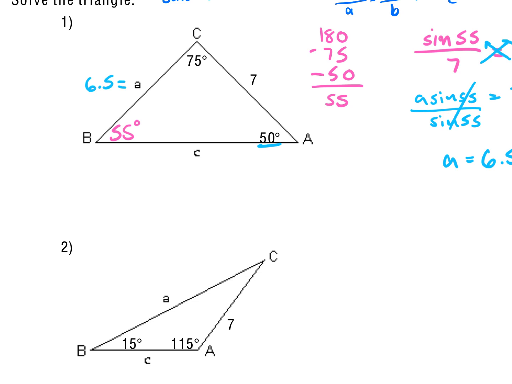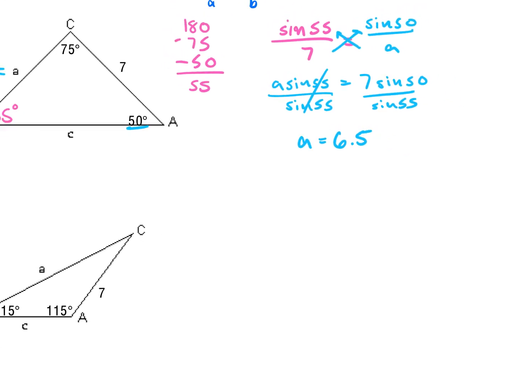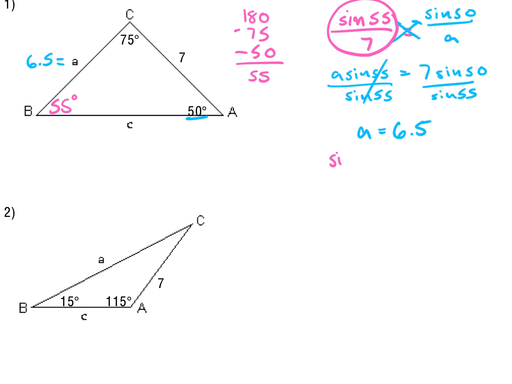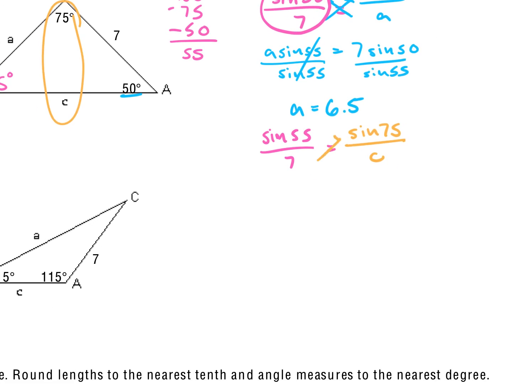What would I need to do to find side C? We're going to do the same thing. So we start with the proportion that we were given, the first one that we found. So we have sine of 55 over 7 is equal to, now we're trying to find C, so we're going to set up a proportion with our C's. So sine of 75, remember it's always sine of the angle over the side. Cross multiply and divide, so we get C times sine of 55 is equal to 7 times sine of 75. Divide by sine of 55.